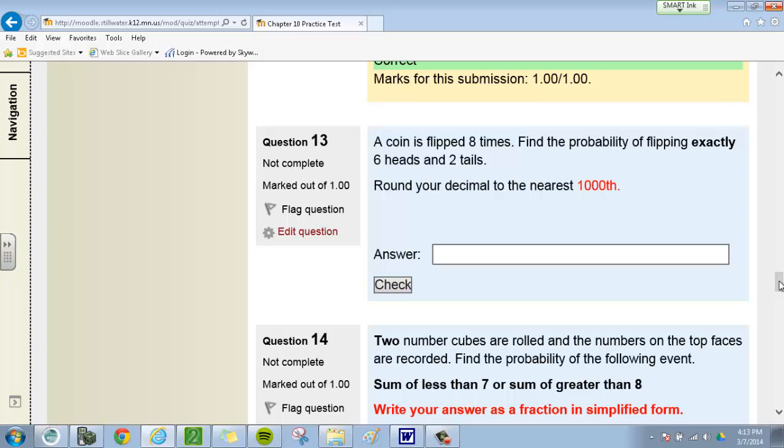So, here we got another one. A coin is flipped 8 times. Find the probability of flipping exactly 6 heads and 2 tails. Well, let's just say 6 heads is our successes, 2 tails. You could go either way. That's the neat thing about this.